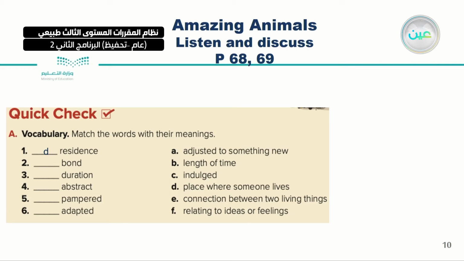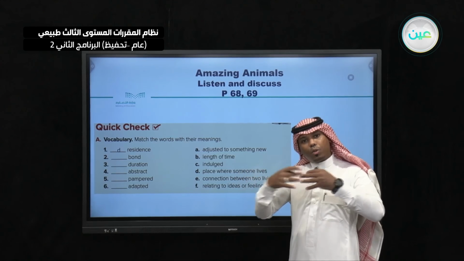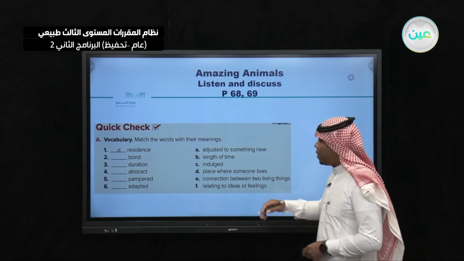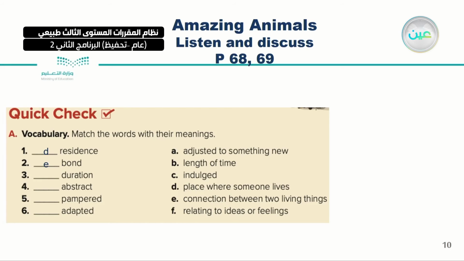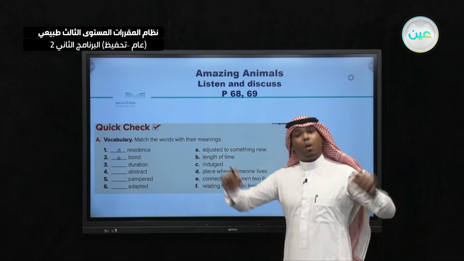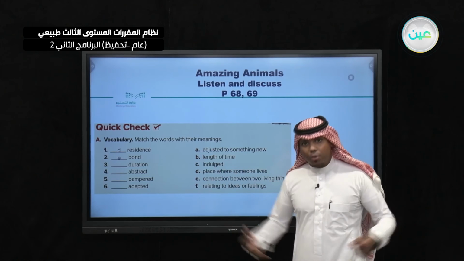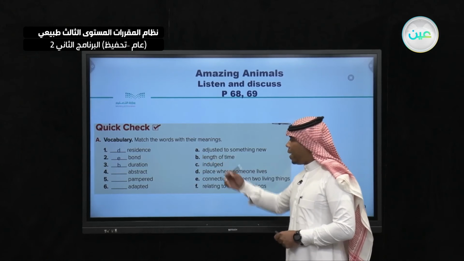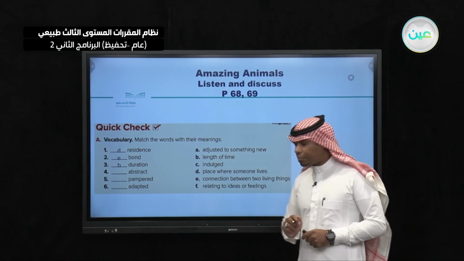Number 2, bond. A bond is like a communication method or something like that. Connecting. Okay, connecting. So here the answer is E, connection between two living things. Number 3, duration. From time, of course. Talking about time, duration. So here the answer is B, length of time.